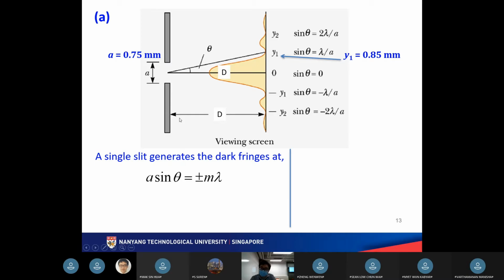Now, let's look at what this question talks about. We have a single slit, and a here is 0.75 millimeter. When light passes through it, the first minimum, which is the first dark fringe, right? The question said first minimum. First minimum is the dark fringe. The first dark fringe y₁ is equal to 0.85 millimeter. What I want you to do is to calculate this d.